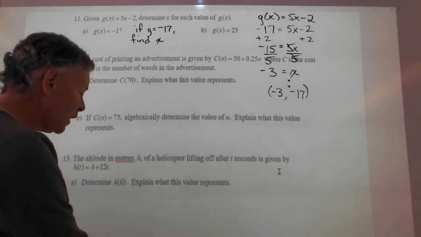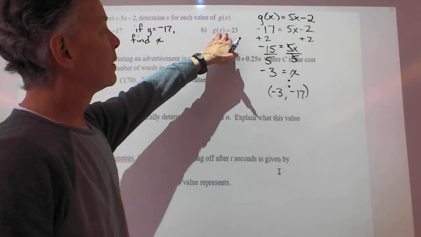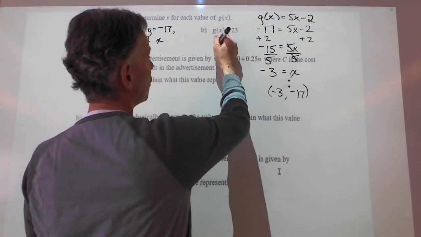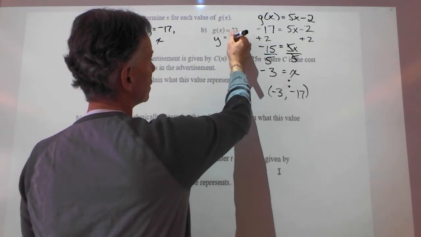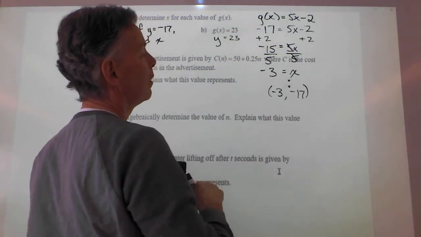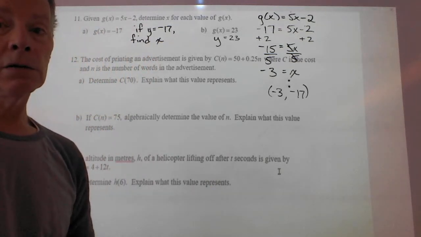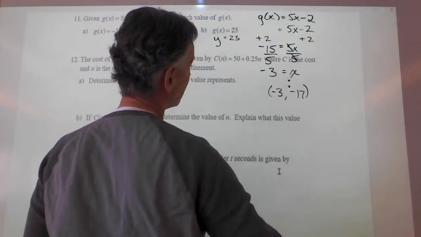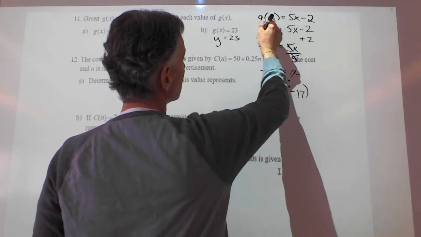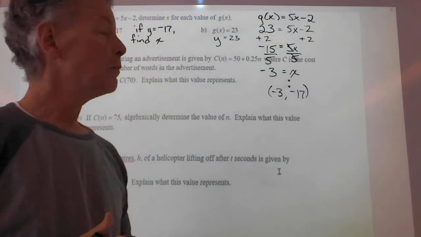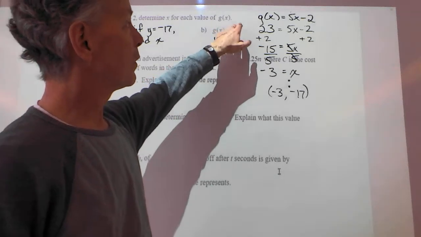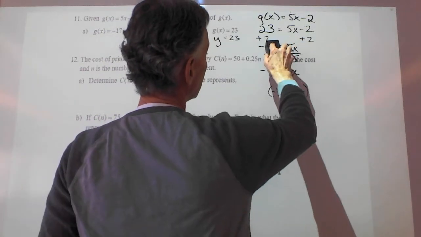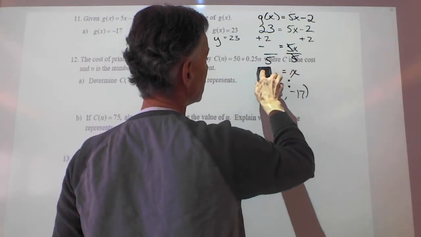Okay? So, for b, the only difference is we're being given a different y value, right? This time we're being told y, or g at x, equals 23. So, we're going to do exactly the same thing. It's just that as a first step, instead of plugging negative 17 in here, we're going to plug 23 in here. Because for this one, we've been told g at x equals 23. And we'll just change things up here.